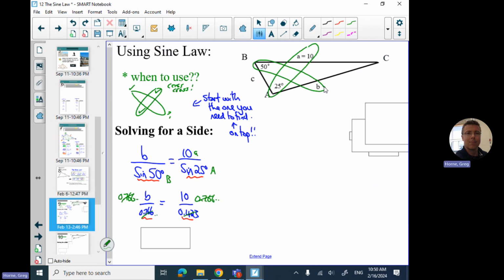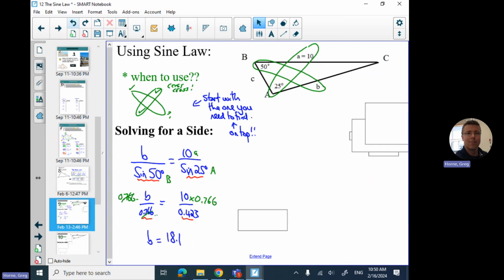And that, well, actually, shouldn't cross that out yet. Do that for 0.766. So we just need to do 10 times 0.766 and then divide by 0.423, or 10 divided by 0.423, sorry, and multiply by 0.766. Either order is fine. We get 18.1, right? So that gives us a value here of 18.1 for that side.